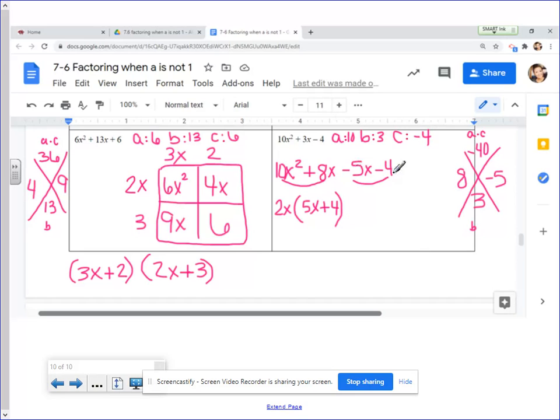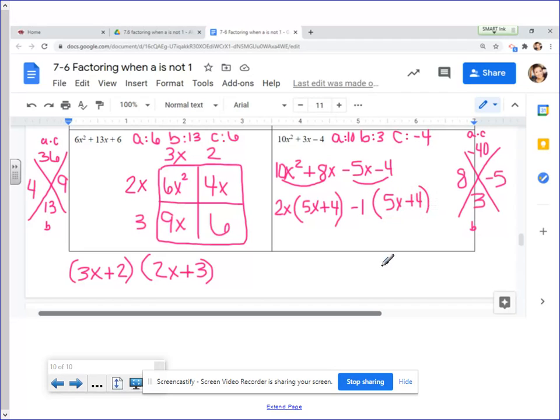Same thing with the second two. I just need to find a GCF. They really don't have much in common except for -1. If I take -5x divided by -1, you get 5x. If I take -4 divided by -1, you get positive 4.